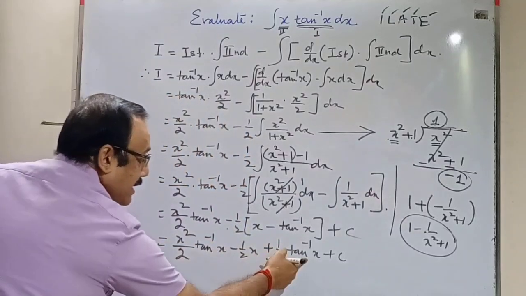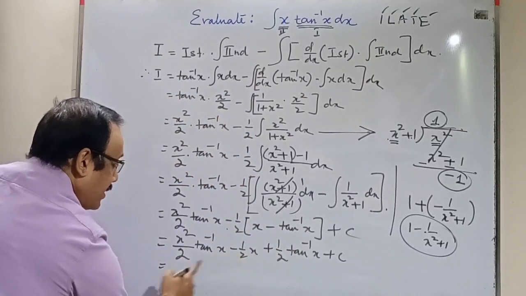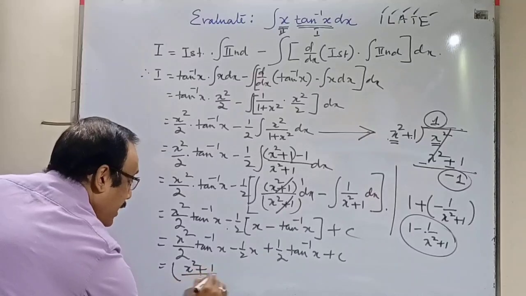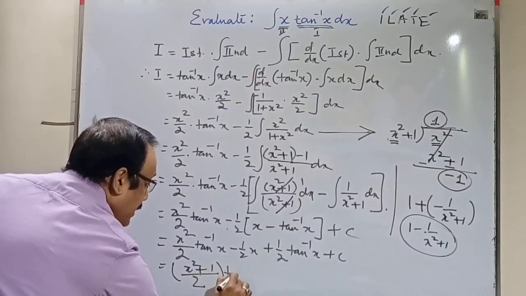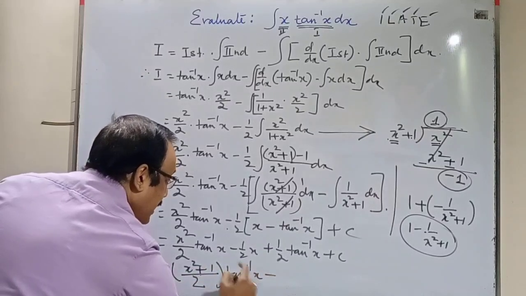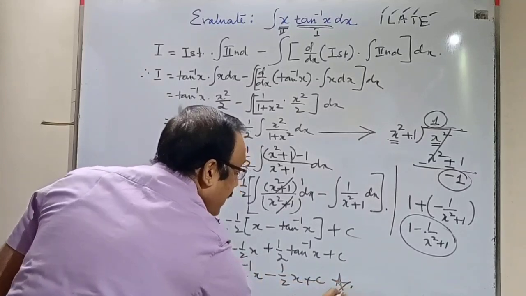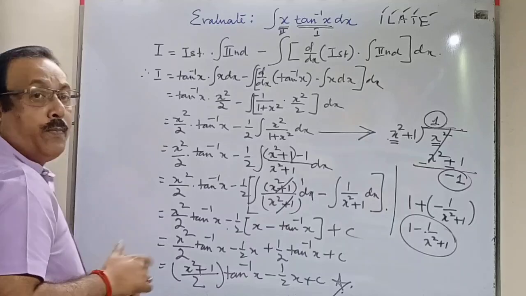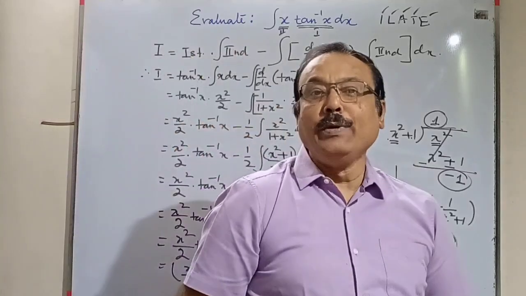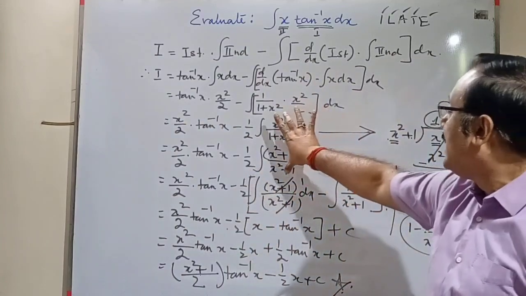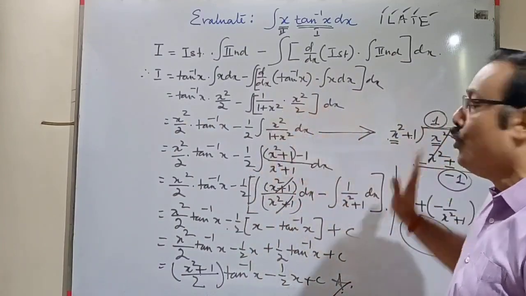Both of these terms have tan inverse x. If I take tan inverse x common, you get x square plus 1 by 2 tan inverse x minus half x plus c. This is my answer. Hope you have followed this method of doing this sum, integration by parts, and I have shown you that this particular step can be done in two ways.